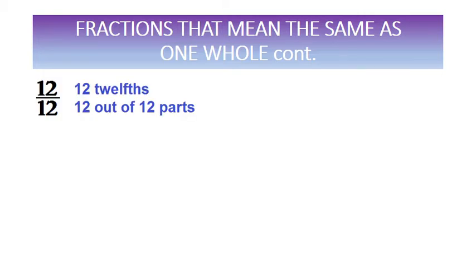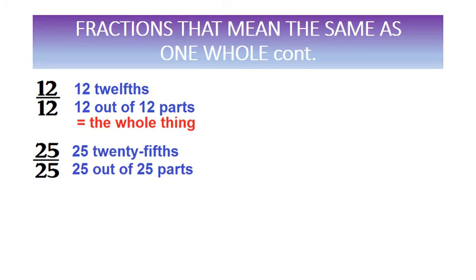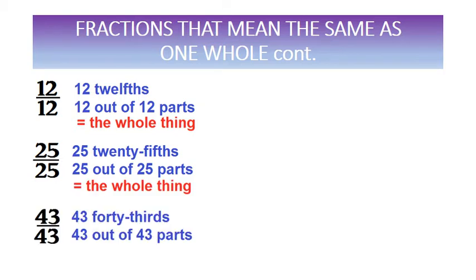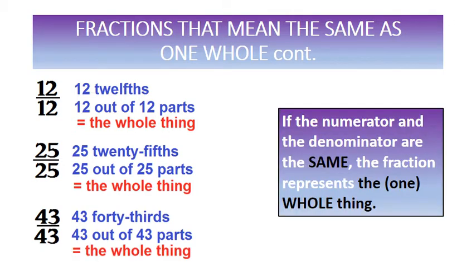Here's some more examples. If we've got 12/12, that's the same as 12 out of 12 parts or pieces, which is the same as the whole thing. 25/25, 25 out of 25 parts, same as the whole thing. 43/43, again, it represents the same as one whole thing, whatever that is. So basically, if the numerator and the denominator are the same, the fraction represents one whole thing.